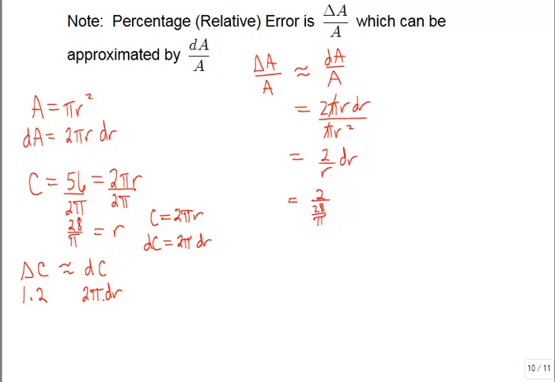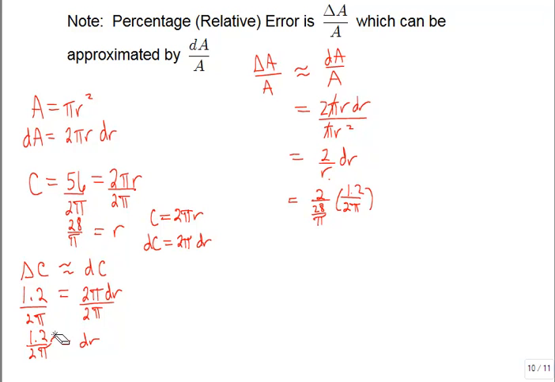And we know that this is supposed to be that 1.2. So this is how we can solve for dr. Just divide by 2 pi. And now we know what to use for dr. So again, they didn't tell it to me directly, but they gave me enough information to be able to figure out that dr is 1.2 over 2 pi.